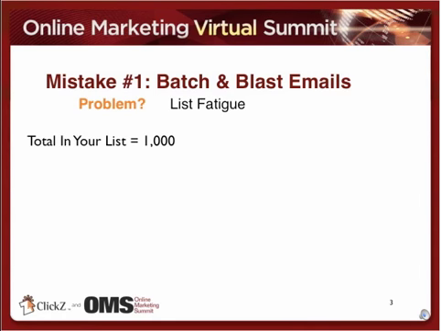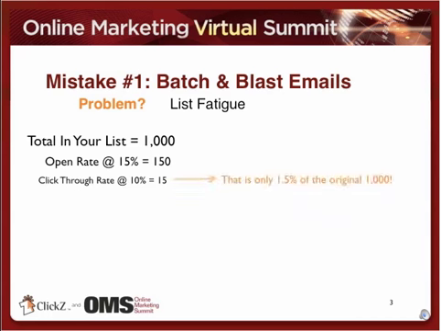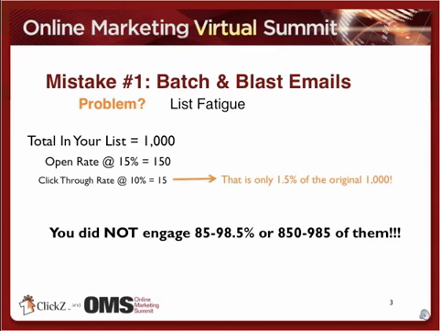Let's look at an example. Say you have a total of 1,000 people in your list, and you send out an email, you get a 15% open rate. You've got 150 of them actually looking at it, and then out of that you get a 10% click-through rate, or 15 people. The thing you want to keep in mind is that those 15 only represent 1.5% of your original 1,000 in your list. You didn't engage 85 to 98.5% of your list.